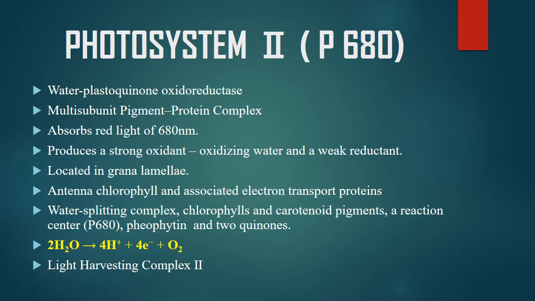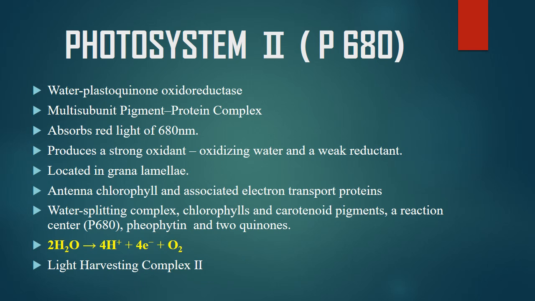The primary donor chlorophyll, additional chlorophylls, carotenoids, pheophytins, and plastoquinones are bound to the membrane proteins D1 and D2. The photosystem II reaction center, along with its antenna chlorophylls and associated electron transport proteins, is located predominantly in the grana lamellae. Photosystem II produces a very strong oxidant capable of oxidizing water, and a weak reductant.